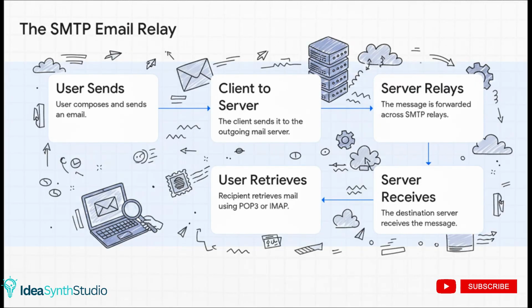And this just lays out that whole journey. So you send a message. Your email client shoots it over to your outgoing mail server. That server then acts like a post office, looking up the address and forwarding your message along a chain of other SMTP servers or relays until it finally lands at the recipient's mail server. Only then can they use something like IMAP to download it and read it.